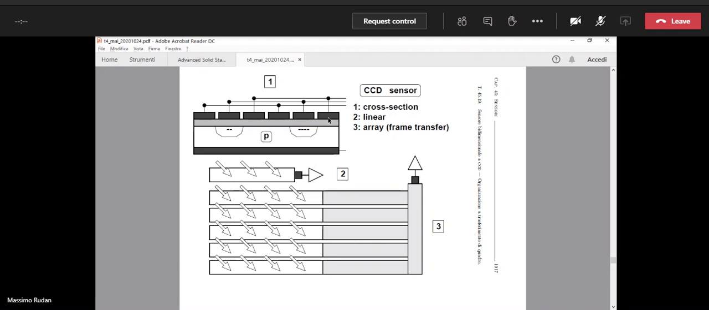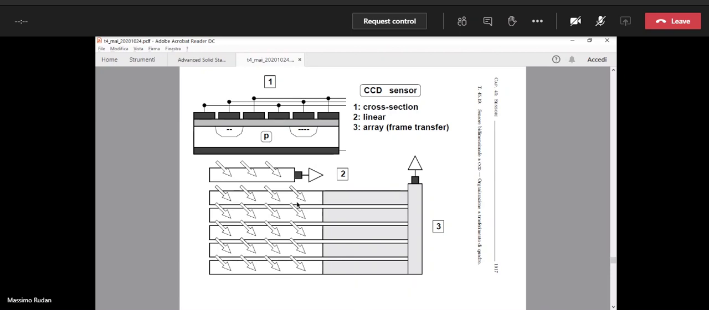When the integration time is completed, it is necessary to transfer the charge packets into the reading device. What we do is operate on the gates in order to shift the charge packets in the figure here from left to right. This is the same in the linear arrangement and also in the two-dimensional arrangement.